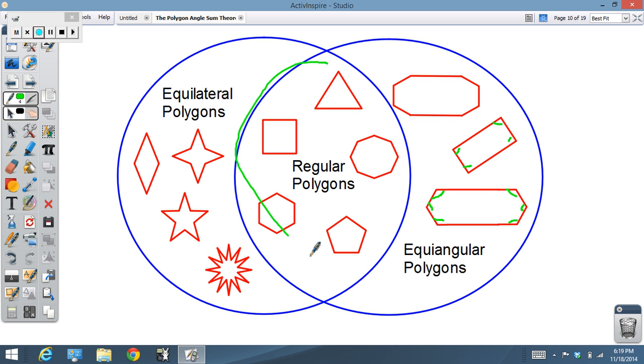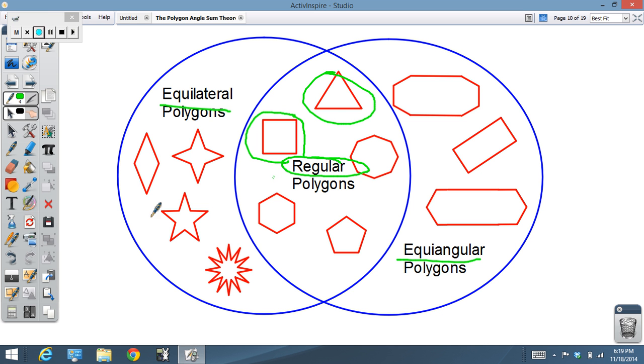Now this little box here, little overlapping area, if a polygon is both equilateral and equiangular, we call it a regular polygon. So these are examples of regular polygons. Sides are congruent, angles are congruent. It is both equilateral and equiangular. So is this shape here, we call that a square. Okay.